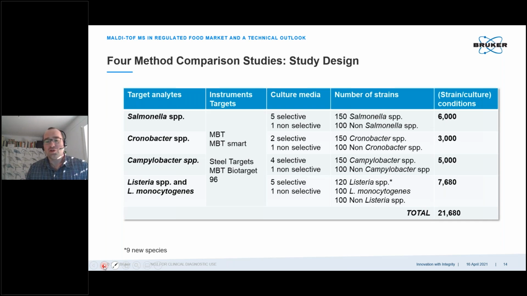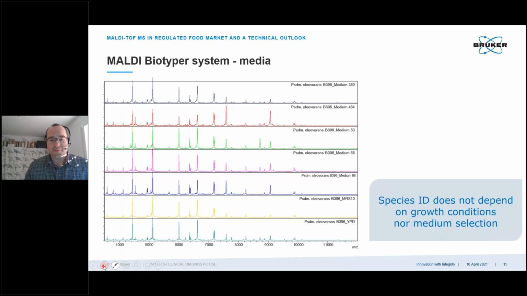And in total, more than 21,000 samples were analyzed. As most of you know, for the research use only field, the influence of media is low. And these are all Pseudomonas oleovorans mass spectra cultivated on different media. And indeed, the log score is almost identical for all of them. It ranged between 2.49 and 2.52.